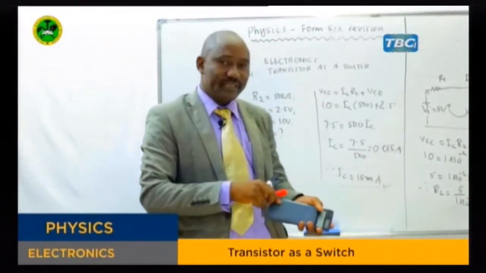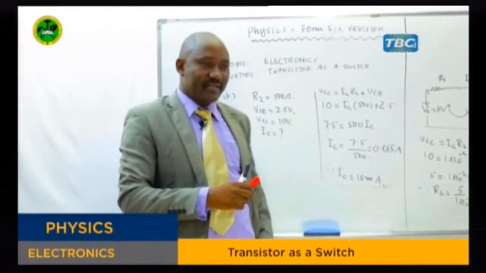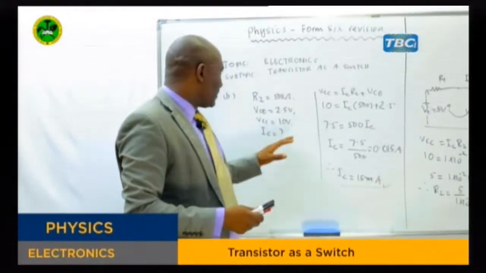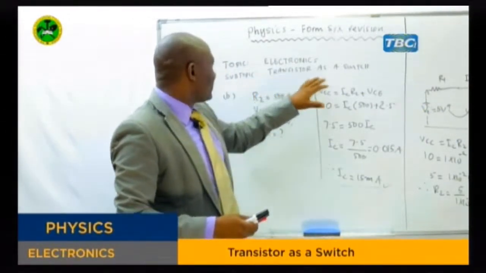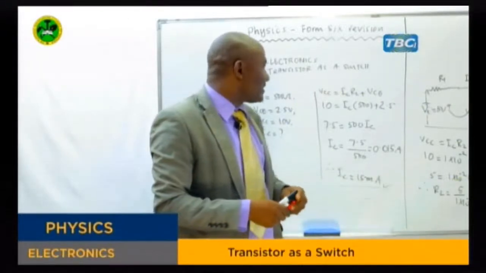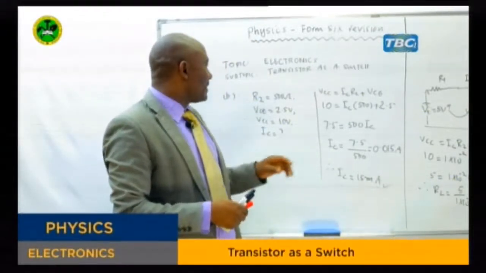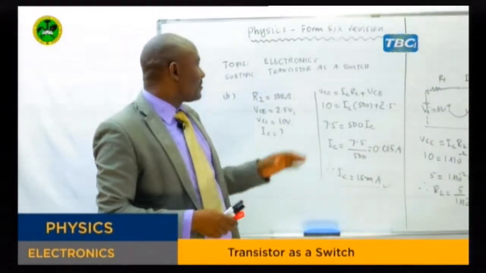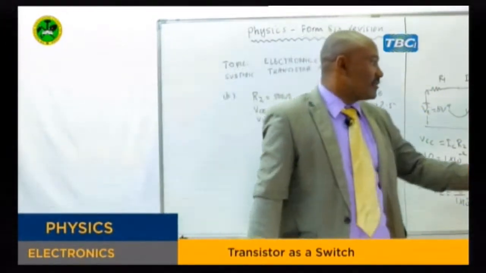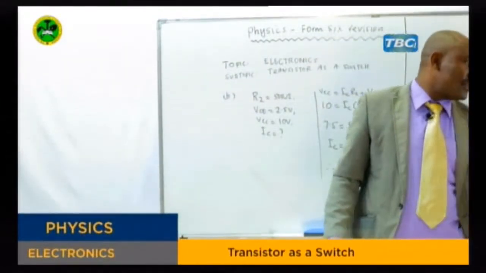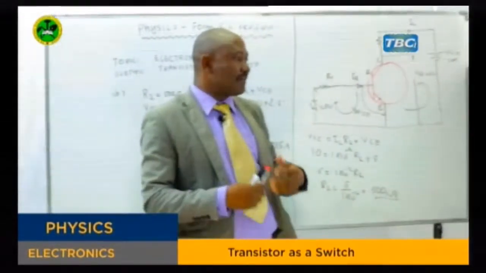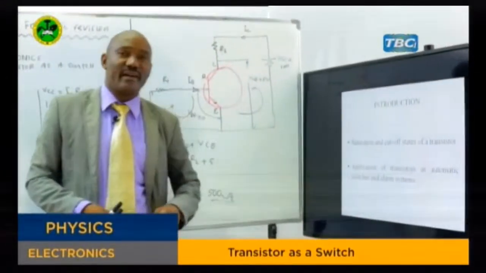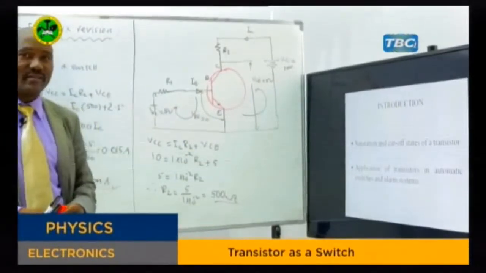Now, in our discussion today, we're going to discuss the subtopic known as transistor as a switch. But before we talk about the switch, we are supposed to discuss the saturation and the cutoff state of a transistor. And after, we shall see how to use a transistor in automatic switches and the alarm system. So that's our presentation today.